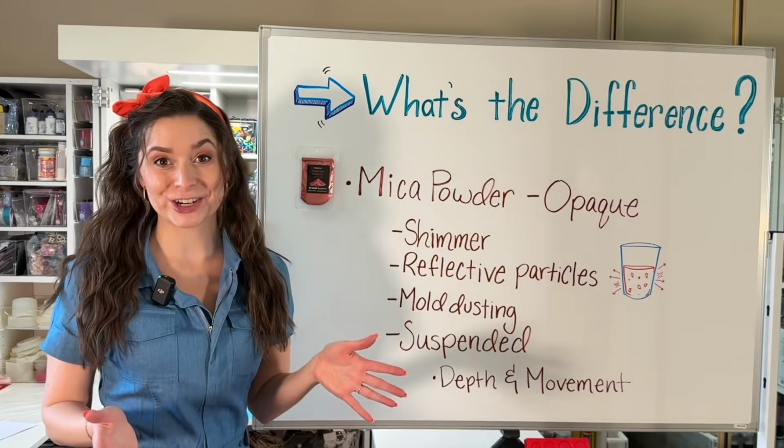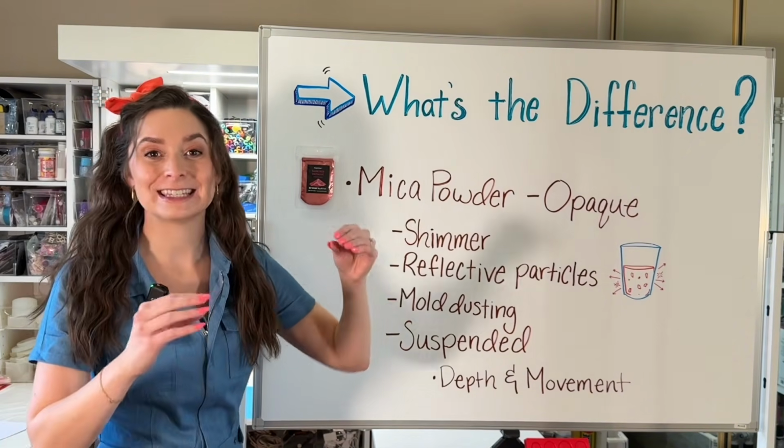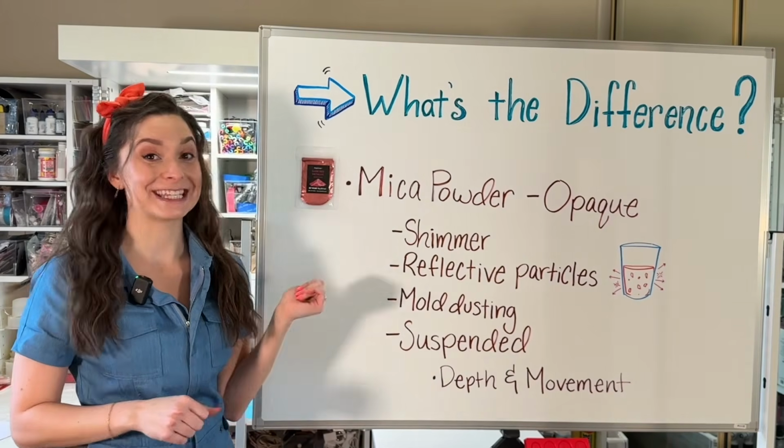So before we move on to our next colorant, I just want you to remember that mica powder is an opaque, suspended, reflective colorant. So if you want movement and depth, this is the one for you.